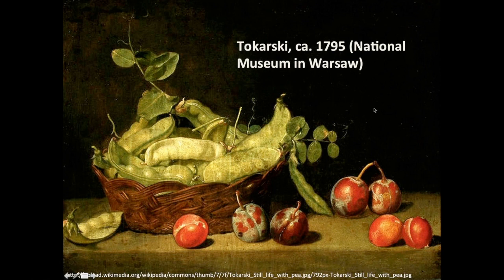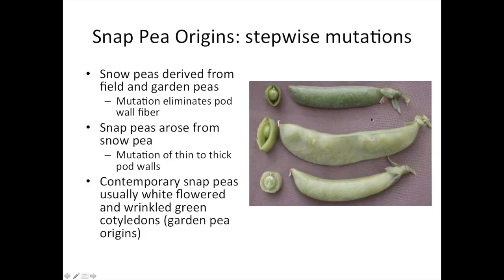So peas have been around for quite a while, as we mentioned at the very beginning, but the historic information on the edible podded peas is not as extensive. We do find things, for example, like this painting by Torkowski from about 1795 that shows snow peas in a still life here. Again, notice the cupping of the pods and the lack of straightness in these types.